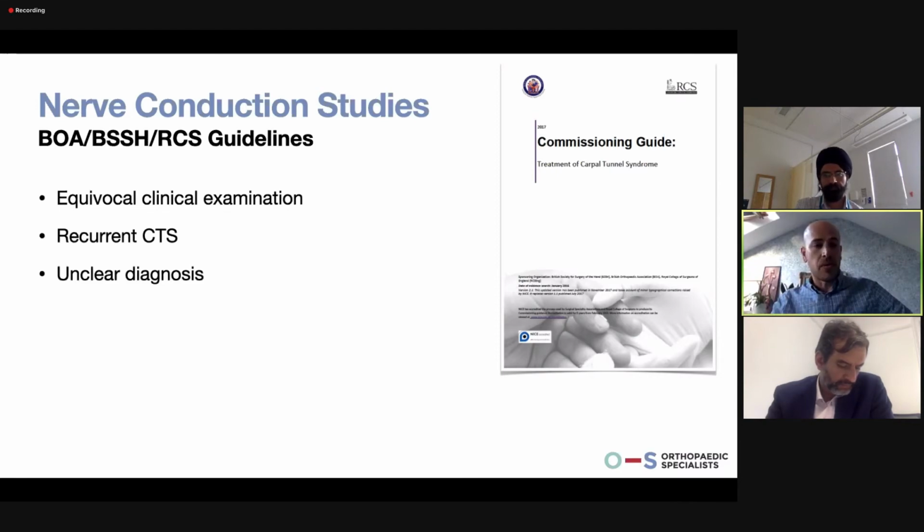So according to the BSSH, nerve conduction studies are performed in patients who have an equivocal clinical examination, so one which isn't clear-cut, one where there is a possibility of mixed nerve symptoms, one where there may be some problems from the cubital tunnel on the nerve, or even more proximal. We definitely use it in recurrent carpal tunnel syndrome, and as mentioned there, where the diagnosis is unclear.